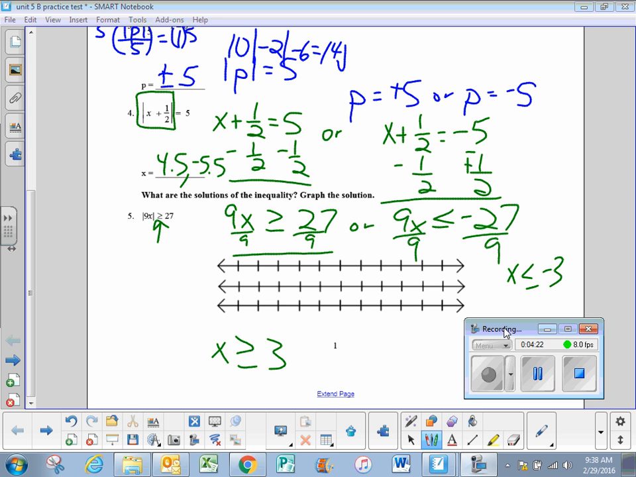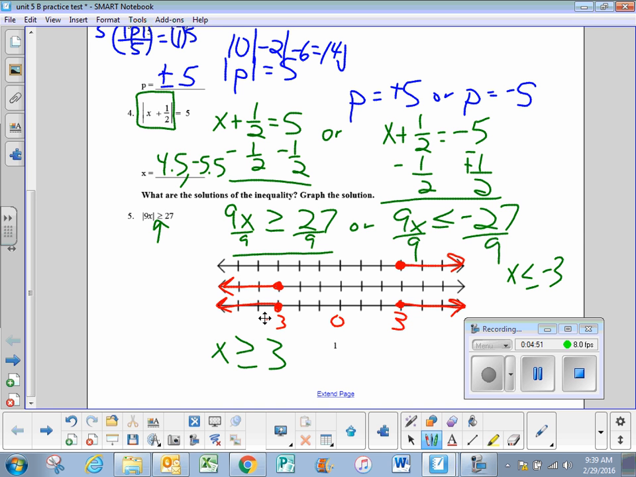X is greater than or equal to 3, so we need -3, -2, -1, 0, 1, 2, 3. Please label your number lines, at least the final one. X is greater than or equal to 3 looks like this. X is less than or equal to -3 looks like this. If it's an OR, I combine, it has to be on one or the other to be part of the final graph. So I go like that, and that is my final answer.